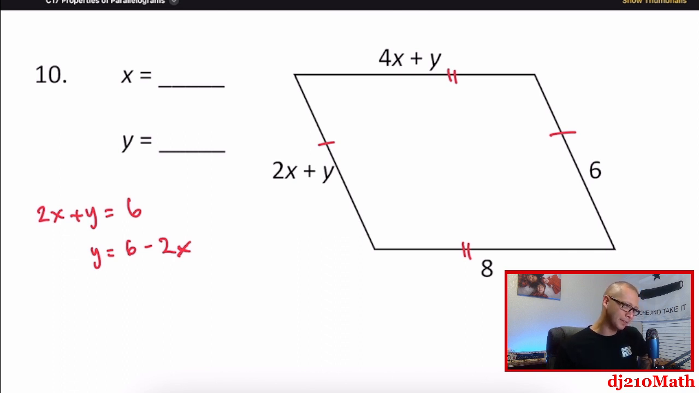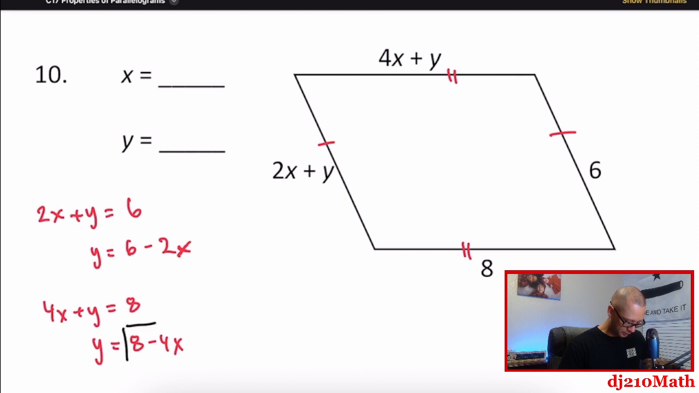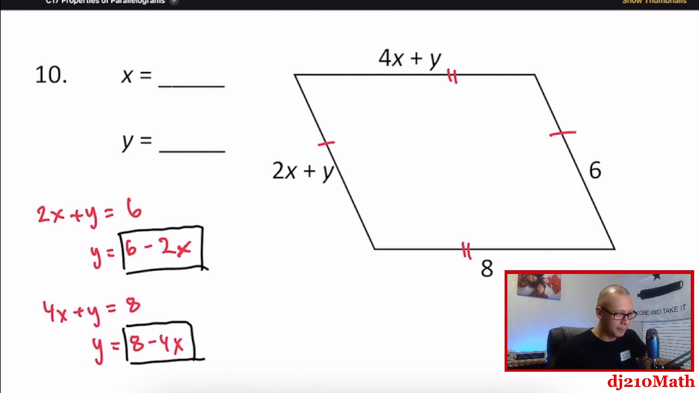I'm going to get y by itself, only because I'm already thinking ahead. What I'm thinking is that 4x plus y is equal to 8, and if I solve this for y, y is equal to 8 minus 4x. So now I have y is equal to 6 minus 2x. Because they're both equal to y, they're equal to each other. So 6 minus 2x is equal to 8 minus 4x.